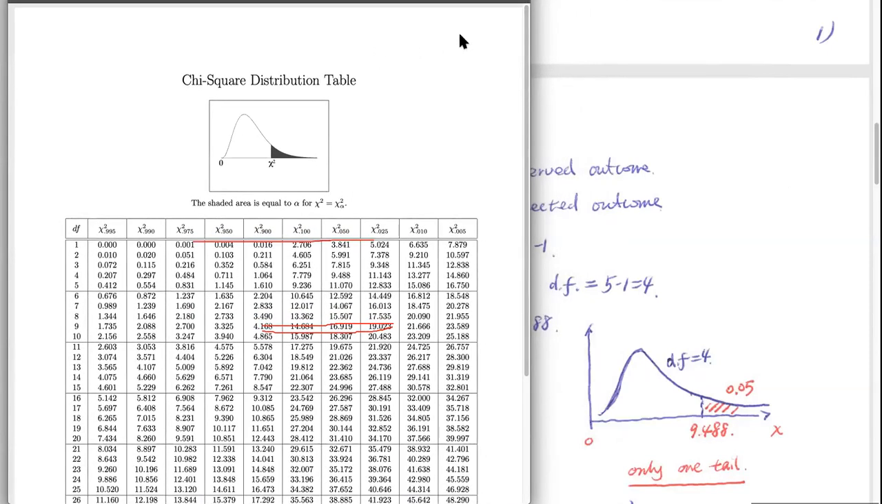Let me erase this one here, so you don't get confused, right? Alpha is equal to 5%, everybody. Where is that? That's this one here, right? Is that 5%? Everybody follow me? 5% here, right?